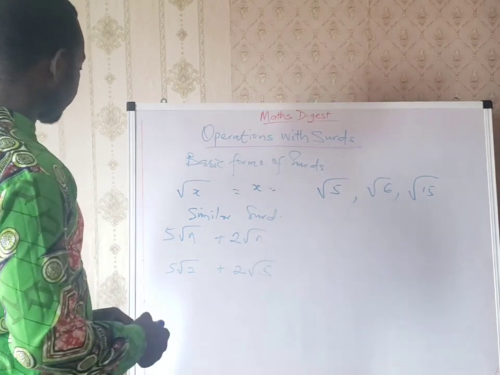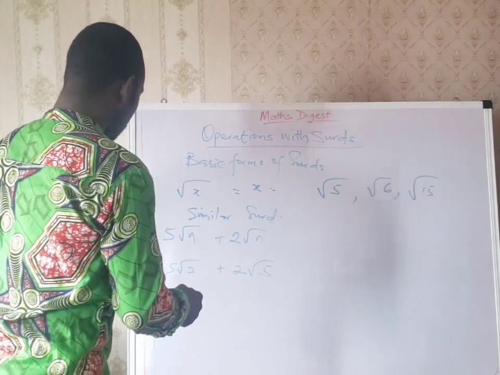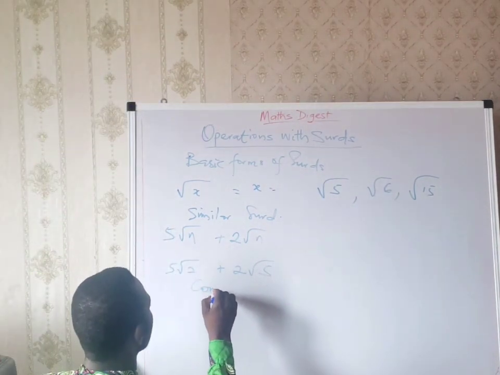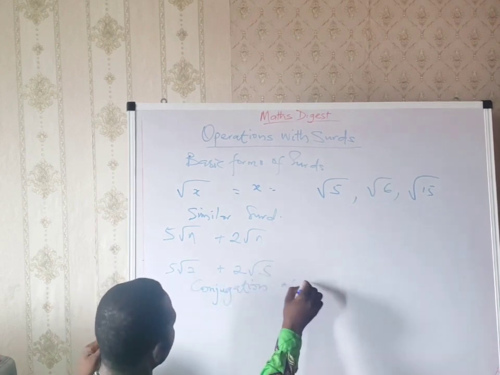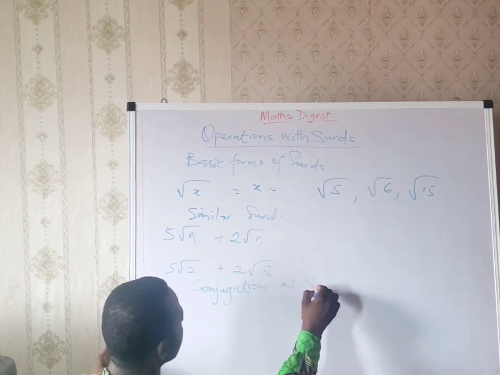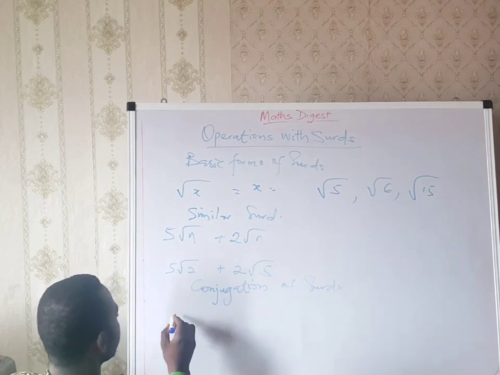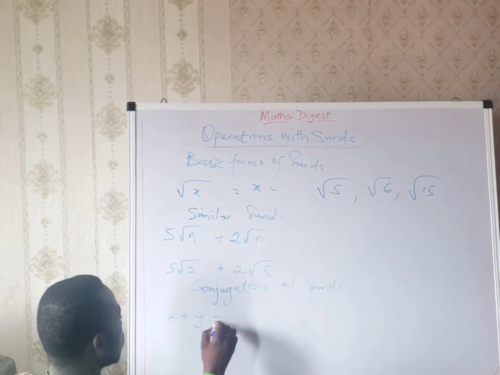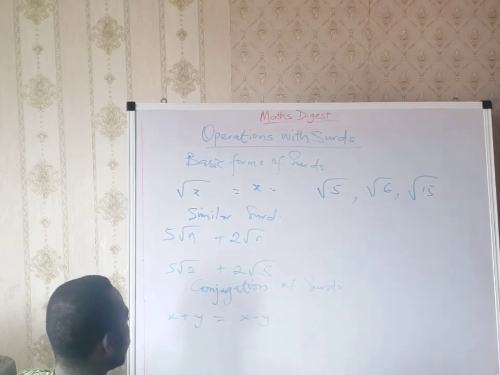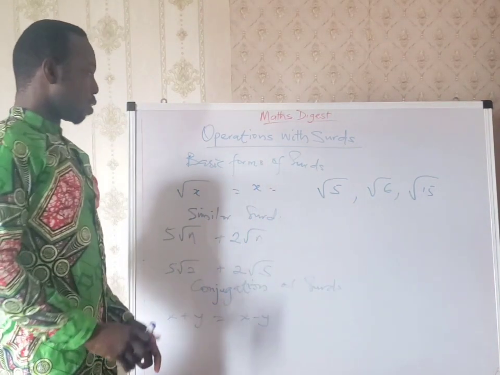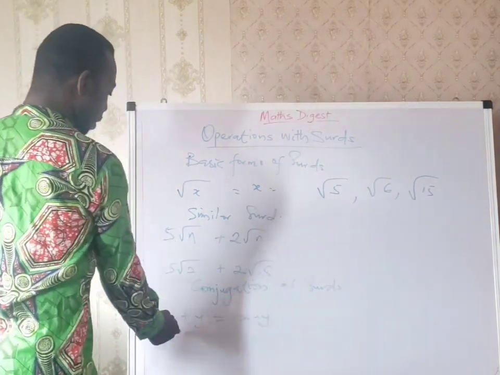Now we also have what we call conjugation of surds. When you talk about conjugation of surds, if you have x plus y, the conjugation of this, x plus y, is x minus y. We can see this more on rationalization of surds as we move further. And vice versa, when you have this, you can take this.